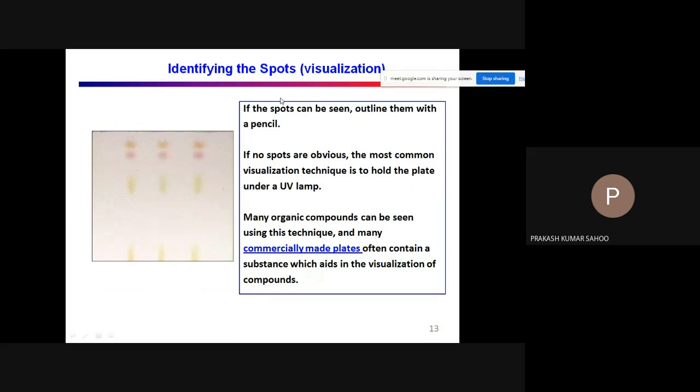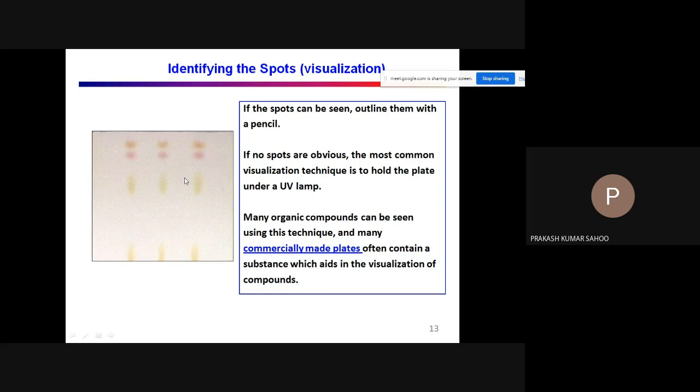Identification of the spot. These spots are generally not visible to the naked eye. They are seen under the UV lamp, ultraviolet lamp, or if it is not visible under the ultraviolet lamp, it may be visible in iodine solution. Iodine. Okay. So if the spot can be seen, outline them with a pencil, that is, we will make a circle around the spot with the pencil. If no spots are obvious, the most common visualization is under UV lamp. Many organic compounds can be seen using this technique, and many commercially made plates often contain a substance which aids in the visualization of the compound.